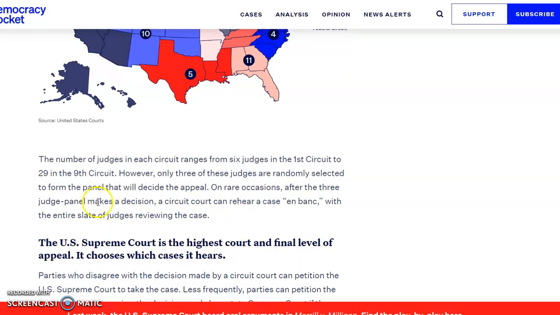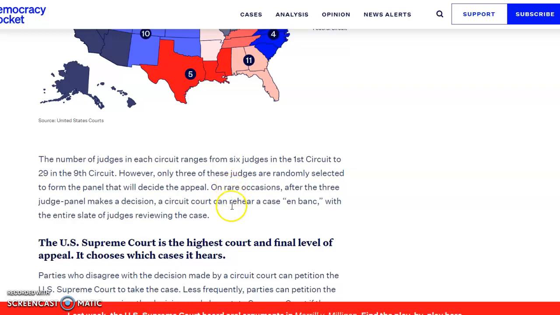And what the authors tell us is that there can be any number of circuit judges in a given circuit, but when we actually appear in front of the court, only 3 of those judges are going to be on the panel, and those 3 judges will be the deciders of the appeal.